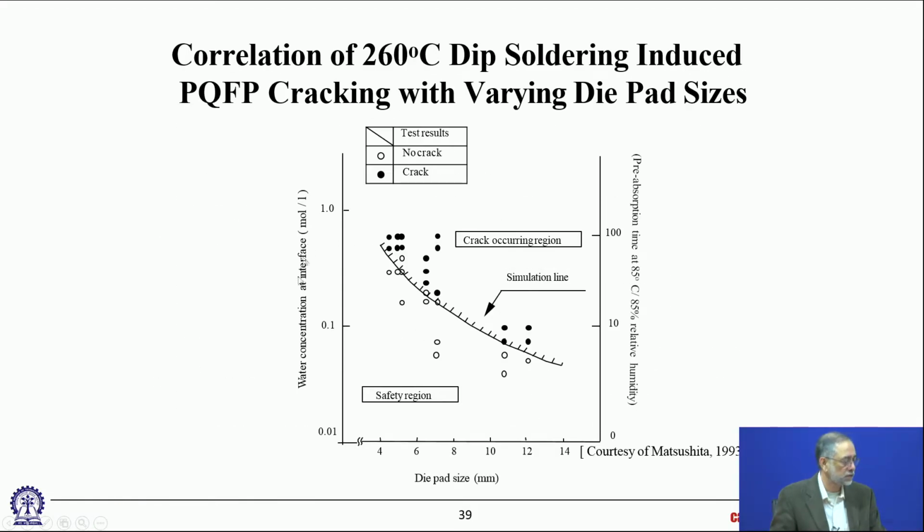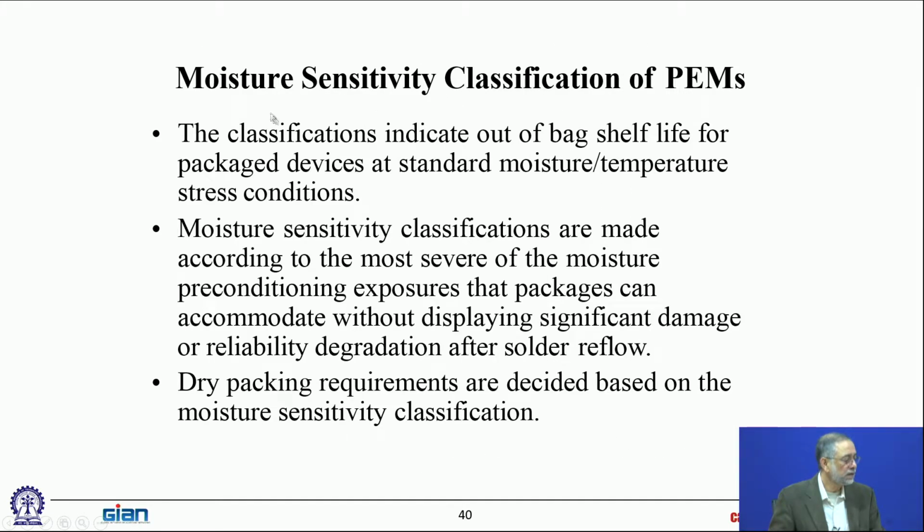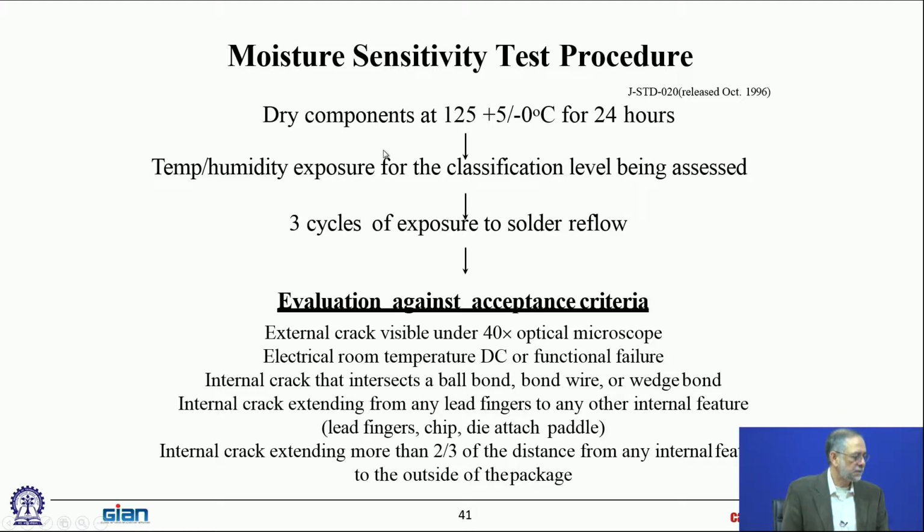This graph talks about how much moisture you can have for different pad sizes. And the moisture sensitivity classification: because these collect moisture, they have to be stored in moisture-free environments. Different packages have different classifications, such as class 1, class 2, class 3 storage. More vulnerable components have to be stored in a drier environment. They're usually packaged with desiccants and stored in dry, controlled environments. So that's what the classification is. We won't spend too much time on it.